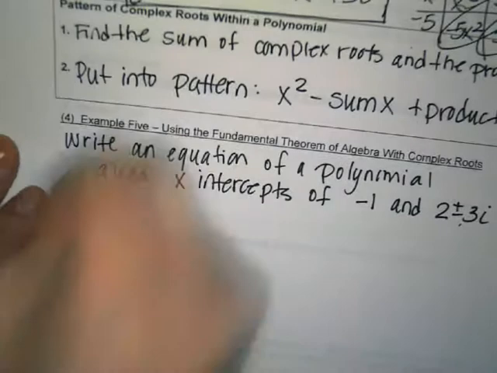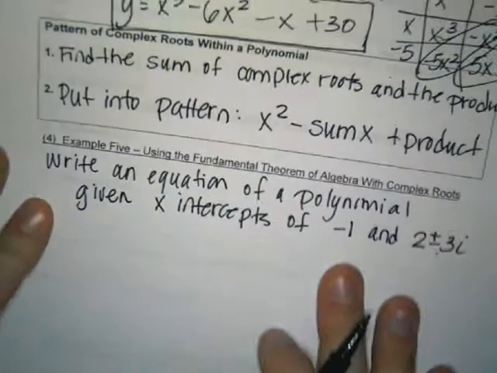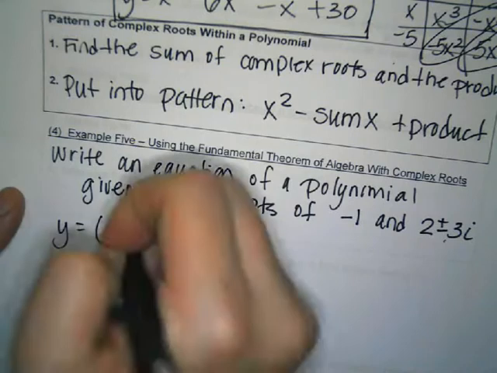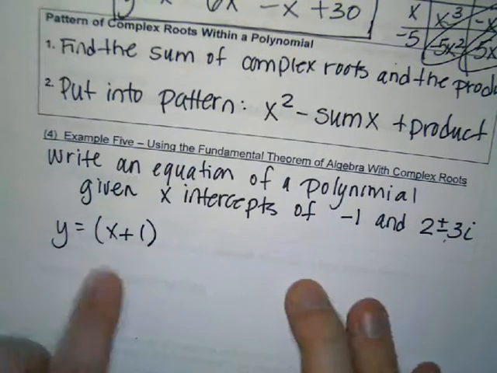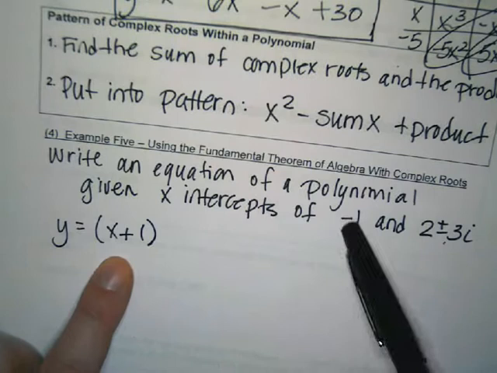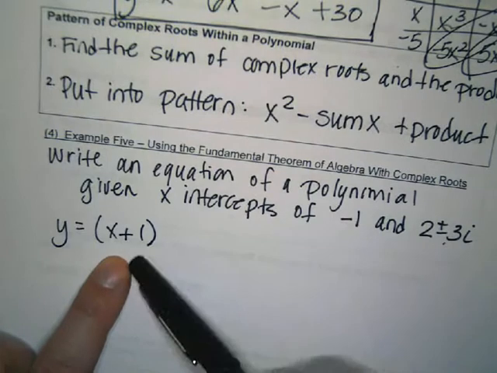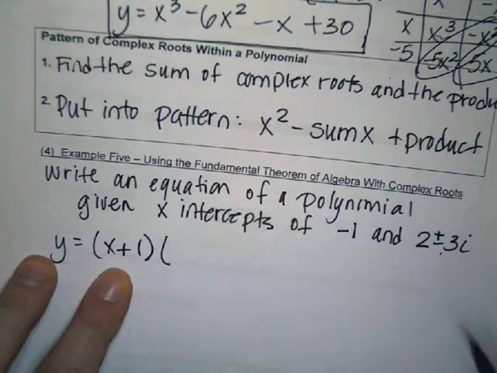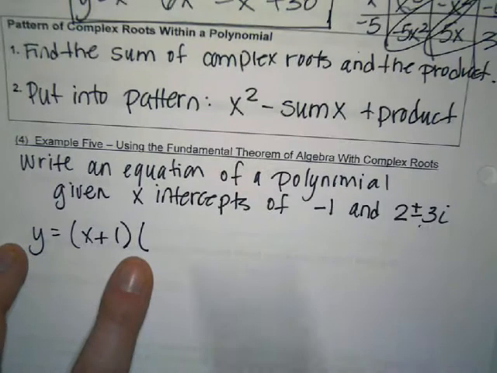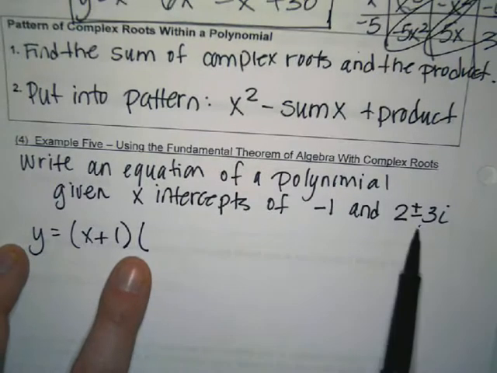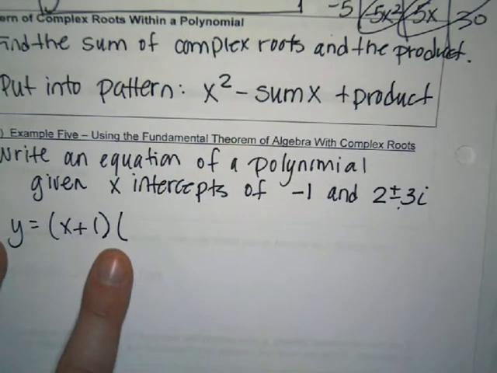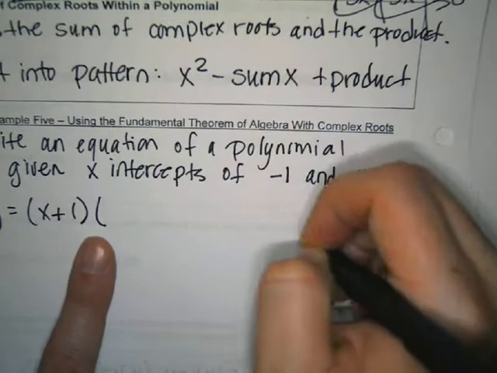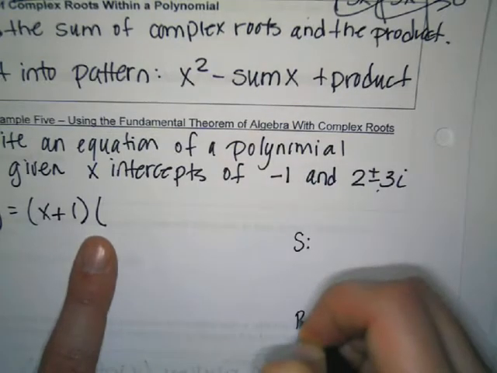So I'm going to start finding my polynomial by taking care of that -1, because that doesn't have an imaginary, so that would be the same setup as I had before. But before I write in my parentheses for this complex number stuff, I'm going to do that work off on the side. So you find your sum and your product, and I just label that S and P.